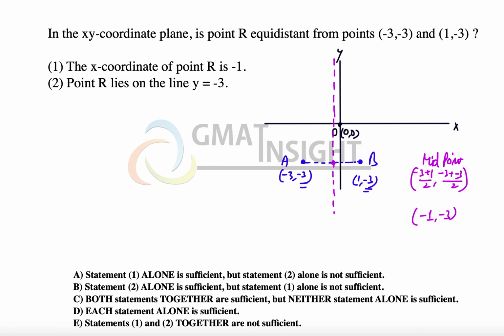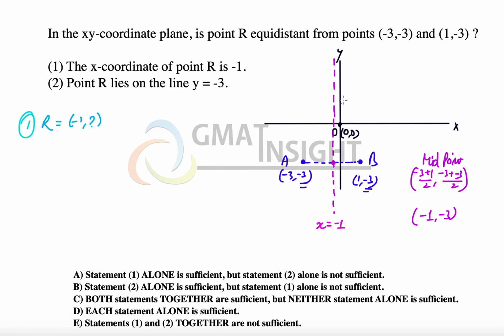Now let's check the first statement. The first statement says that the x coordinate of point R is -1. Now we already have established that any point lying on this purple line, which has the equation x equal to -1, will be equidistant from points A and B, and the first statement confirms that the point that we are looking at, that means point R, has the x coordinate -1.